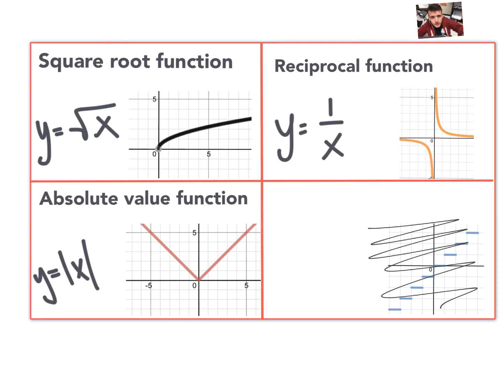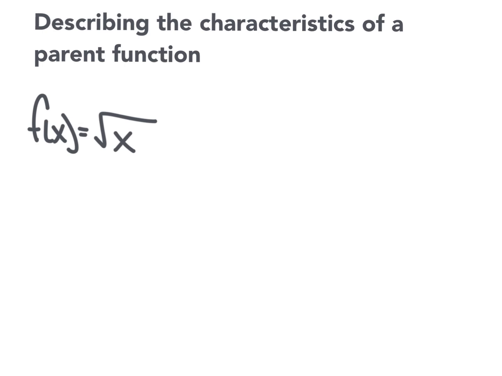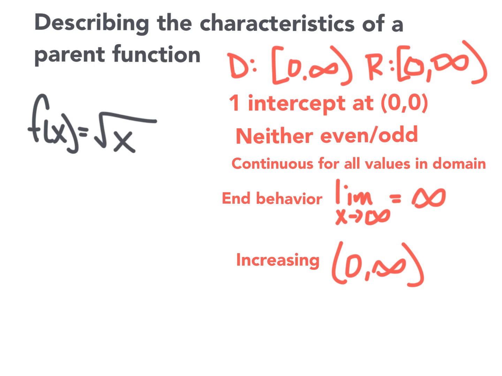I mentioned earlier describing the characteristics of a parent function, so on this slide I'm going to show you what I mean by that. So here I've listed out all the characteristics of f of x equals the square root of x. We have a domain and range, its intercepts, both x and y, here they happen to be the same, whether or not it's even or odd, where it's continuous or not continuous, its end behavior, and where it's increasing or decreasing, like which intervals.